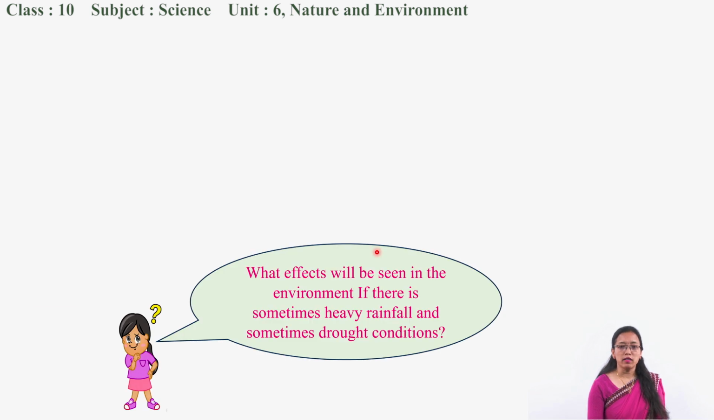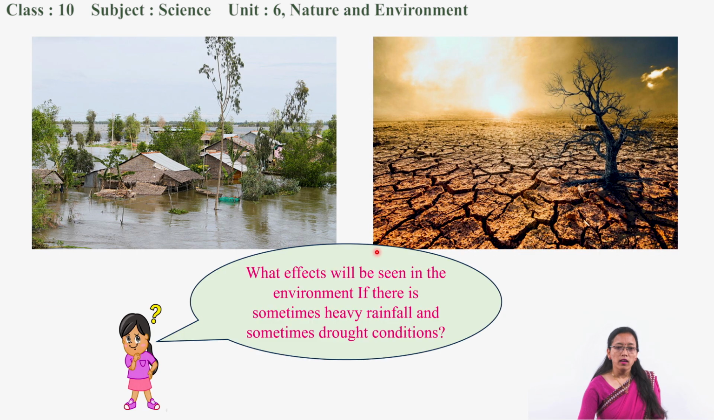And another one is, here two pictures are shown. See, in one there is heavy rainfall. Okay. In another picture there is no rainfall. There is a drought condition.